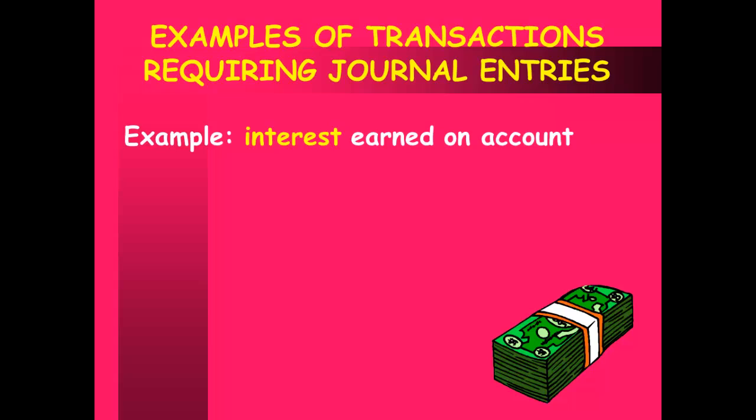Let's go through some examples. How about interest earned on my account? Well, that's something I'm going to add to my book balance. I need to make cash go up. I'm going to debit cash, and my credit goes to interest income or interest revenue.